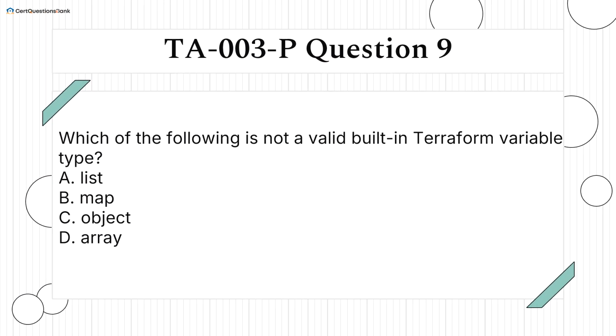Which of the following is not a valid built-in Terraform variable type? A. List. B. Map. C. Object. D. Array.